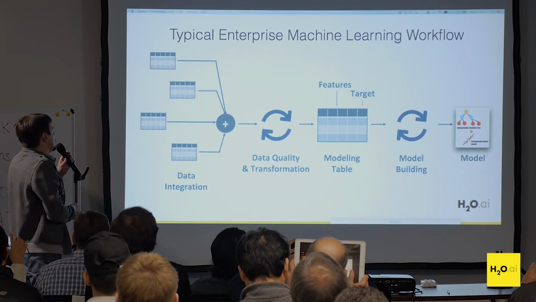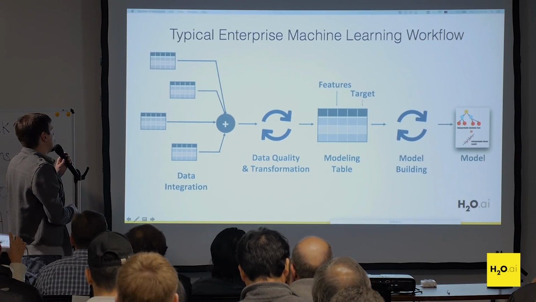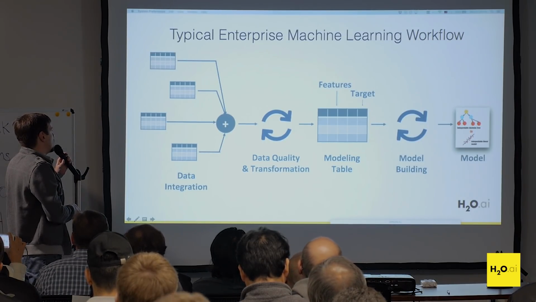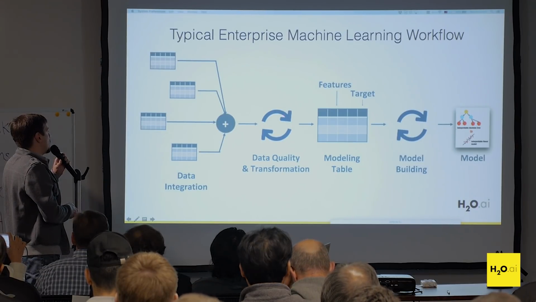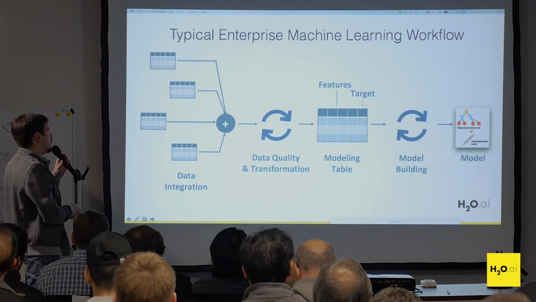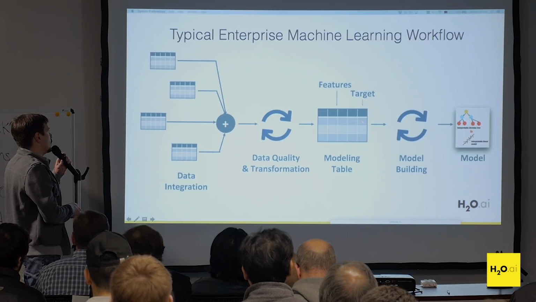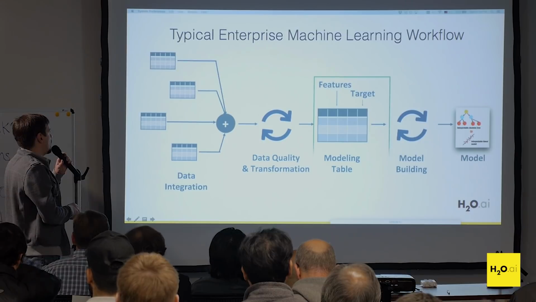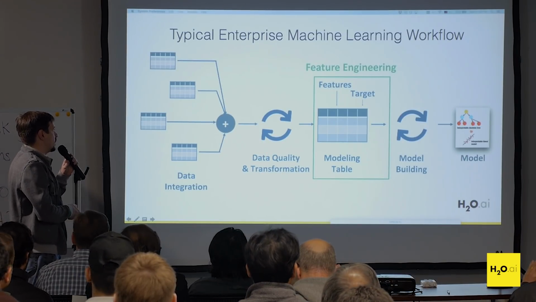Okay, so a typical machine learning workflow might be seen like this. You have a data integration step. The next step is data quality and transformation. Then, after the transformation and data quality checking, you have a table that you can fit into your favorite machine learning algorithm. Each row in this table represents one single event, and each row has a target you would like to train to predict. Basically, that's exactly the place where feature engineering can take place.